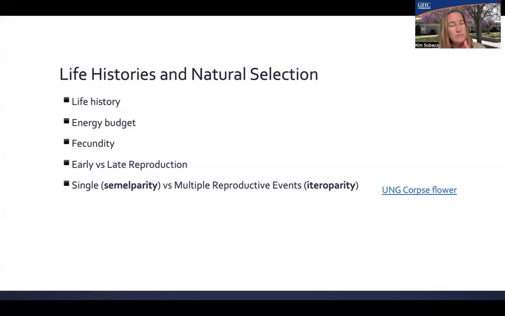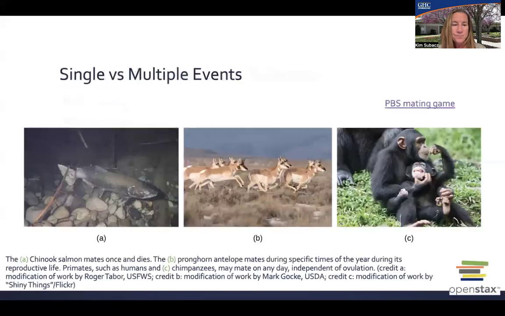It's just this one specific time of year, and then you wait till the next year. Or you're like people, and people's reproductive events are not necessarily tied to intercourse, and intercourse is not always tied to producing babies. It's not one leading to the other, like in animals, it might be. So we've got our different examples here. Yeah, we've got the salmon, we've got antelope.